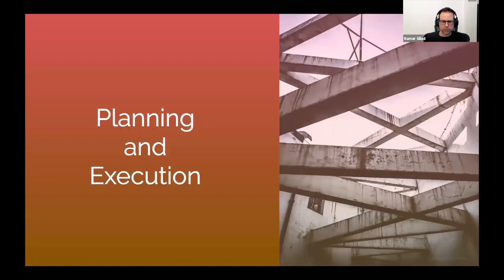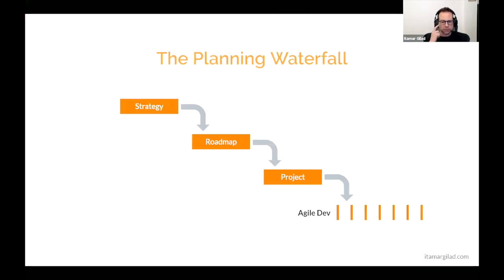I argue that a lot of this failure has to do with planning and execution. Basically, every company I work for or help today is doing some version of what I call the planning waterfall. We try to map out the long term with a plan we call strategy, product strategy if you like. Then the intermediate term with a roadmap. And then there are project plans that typically span multiple months.